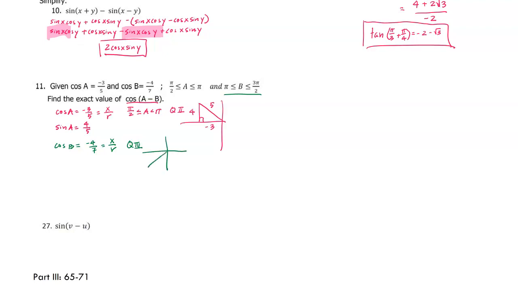So it's going to look like this. It's going to be a -4. The radius is 7. And we need to know the y value. And the y value is going to be 49 minus 16. 49 minus 16, I believe it is square root of 33. So this is going to be negative square root of 33. So this is in quadrant 3, right? So I'm just going to check that really quick. Okay, so 49 minus 16.